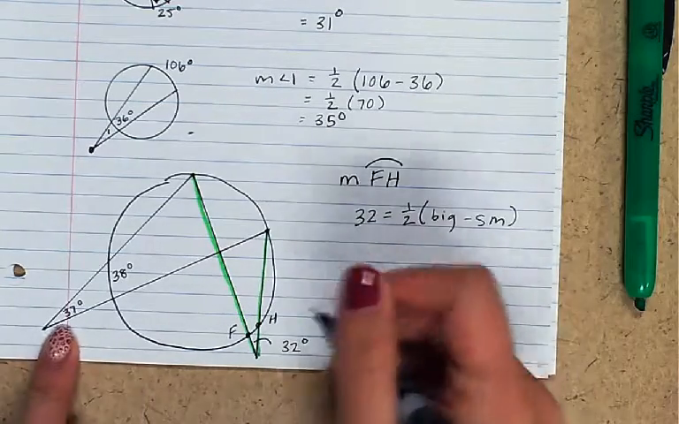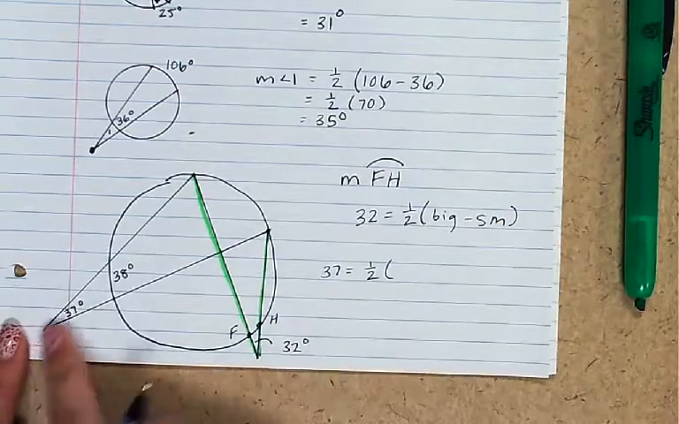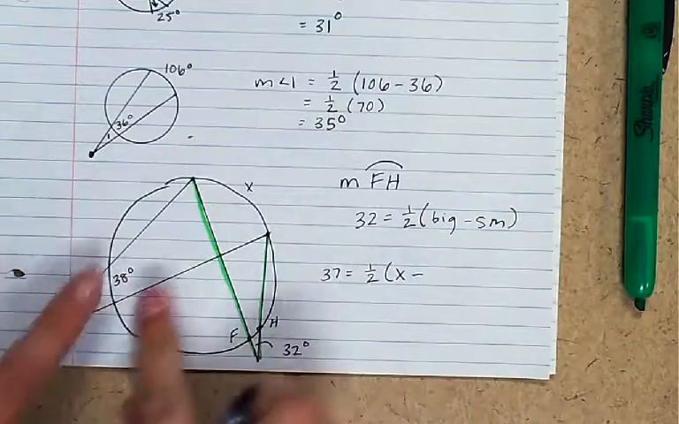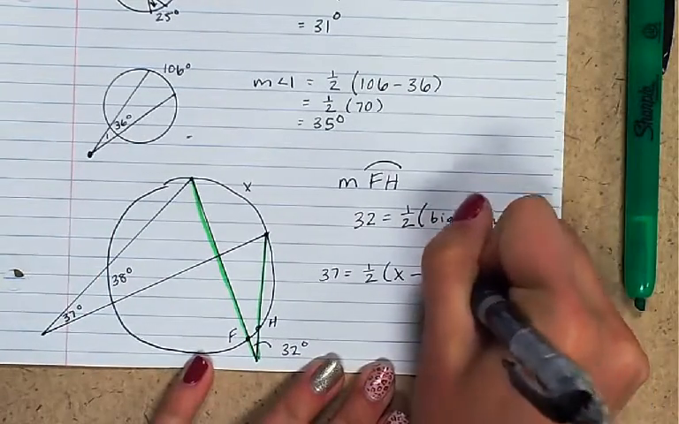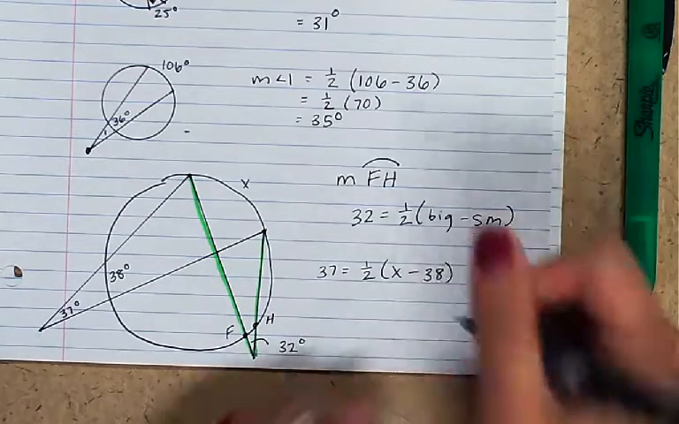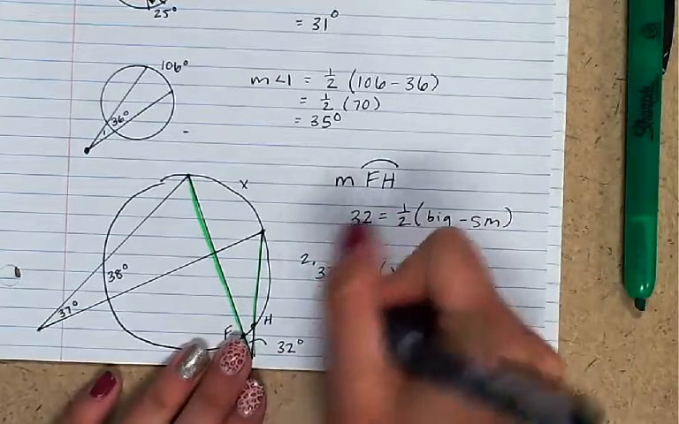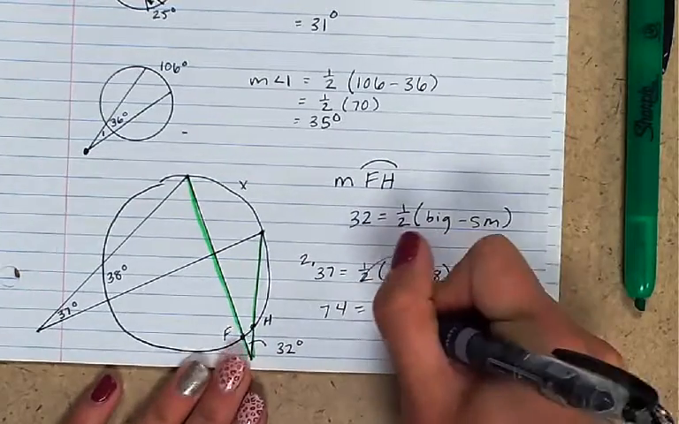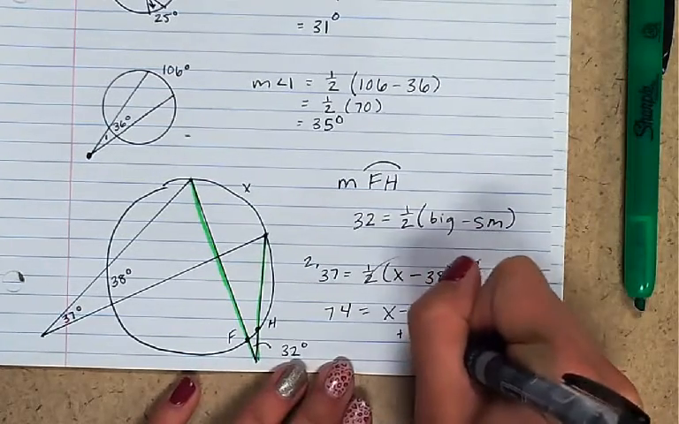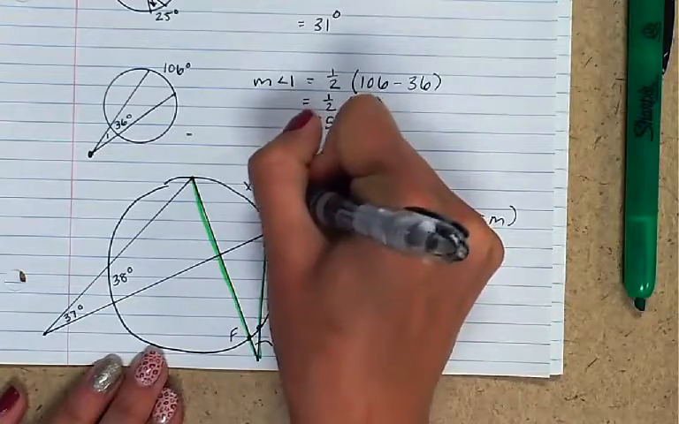and then I'd have enough information to solve for FH. So the angle, 37 degrees, is half of the bigger arc, I'm just putting an X there because we don't know what it is yet, minus the littler arc, 38. To undo that fraction in the front, I'm going to multiply both sides by 2, because half of 2 is just 1, so it cancels. So we end up with 74 equals x minus 38. Then the last thing we have to do is just add 38 to both sides, and we get that x right here is 112.